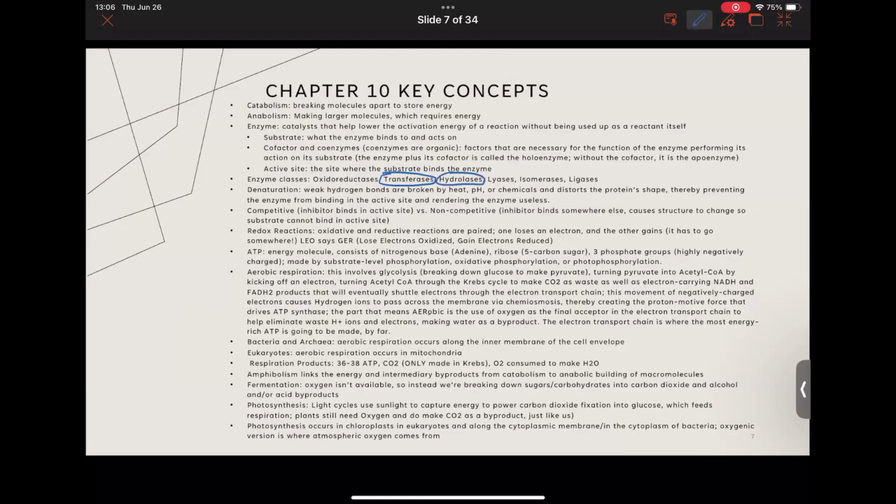Hydrolases and ligases are kind of opposites. We're going to talk more about hydrolysis whenever we get into lab 14, where we're going to look at hydrolytic enzymes and whether our bacteria have the ability to hydrolyze starch or hydrolyze urea or hydrolyze gelatin. And that just means breaking those things down. And so hydrolysis is a breaking down process.